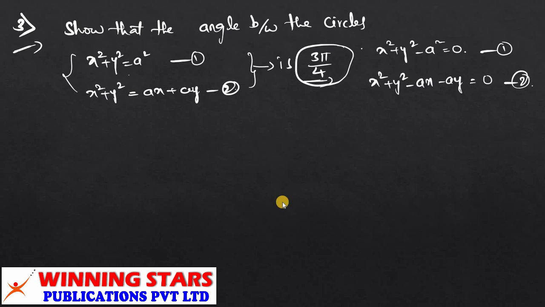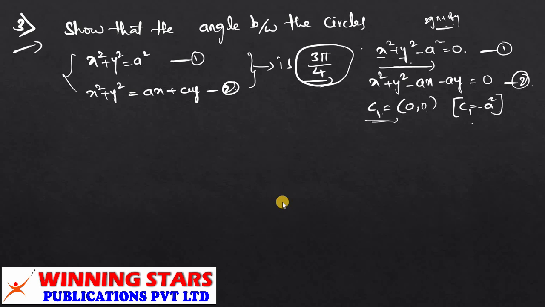Now here, from the first equation we get C1, the center of the first circle, as (0, 0), because there is no 2gx or 2fy term here. So for these values we get 0, 0, and c is equal to minus a square. Here c means the constant, and this is the center of the circle.